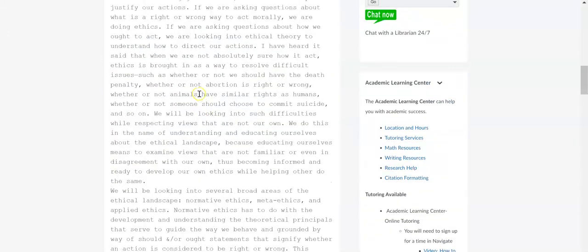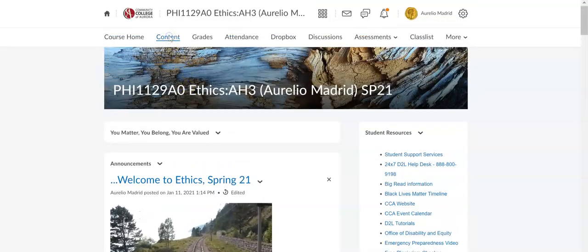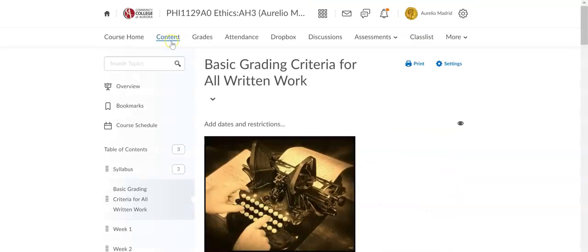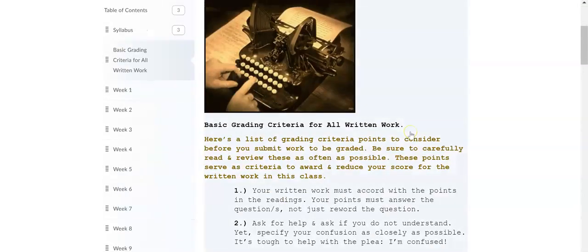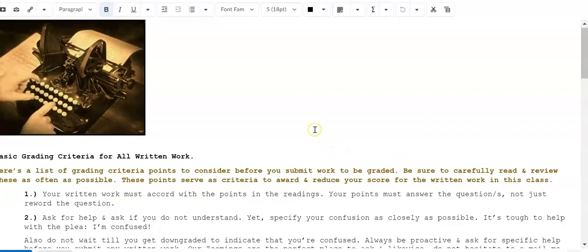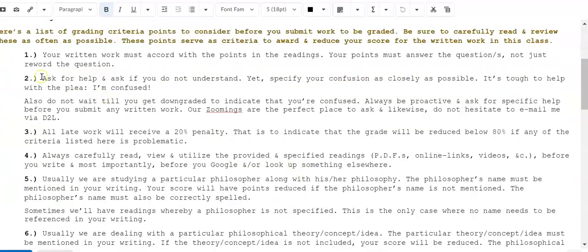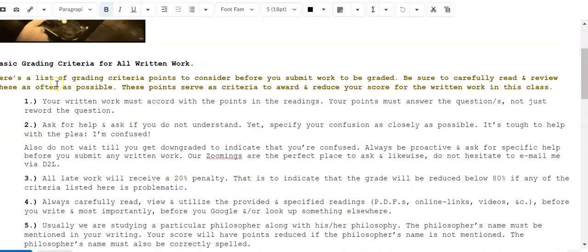So be sure that you're listening to this to ensure that you're getting all the criteria points concerning grading, okay, having to do with our grading. So let's go over this really fast. Let's see, this cuts this off just slightly here. So, basic grading criteria for all written work.